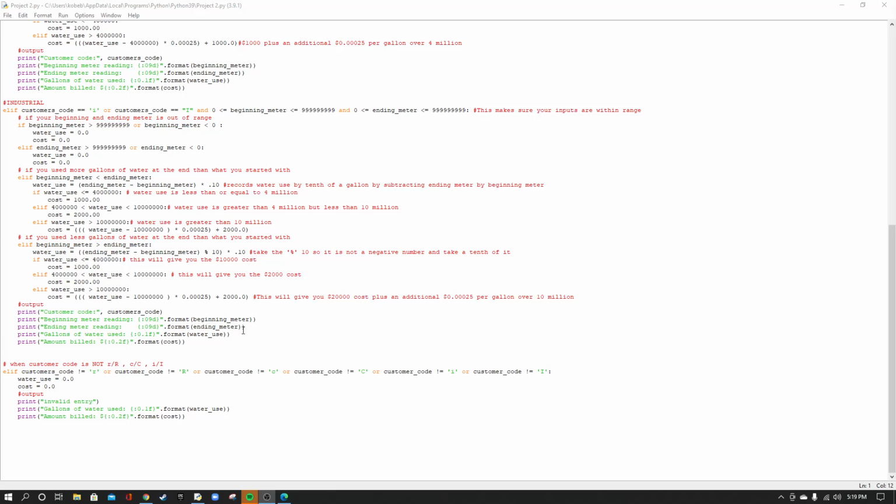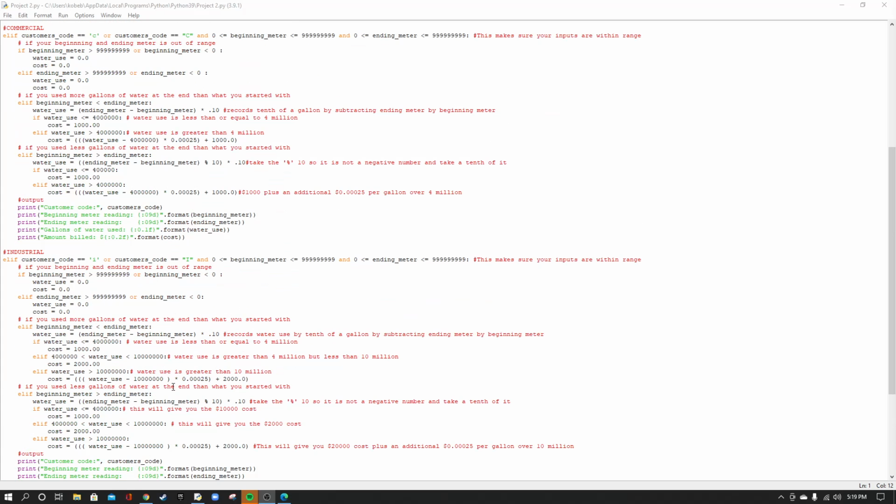But there's also another scenario where the customer doesn't put in an R, a C, or an I. They'll put in some random letter, and if that's the case, then it'll print out an invalid entry, and the water use and the cost will just equal 0.